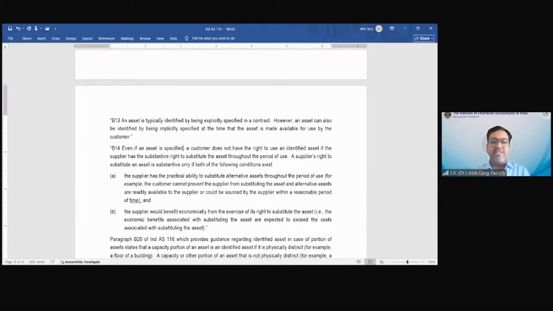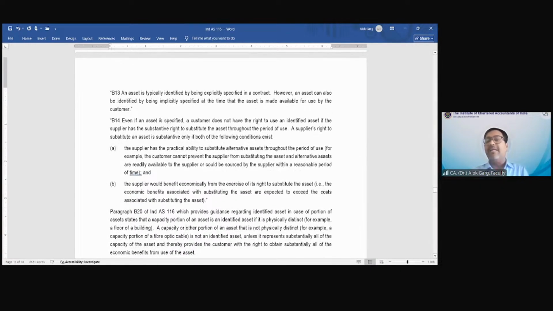Even if an asset is specified, a customer does not have the right to use an identified asset if the supplier has a substantive right to substitute the asset throughout the period of use. A supplier's right to substitute an asset is substantive only if both the conditions exist. Number 1, the supplier has the practical ability to substitute the asset. Number 2, the supplier would get benefit from the substitution.